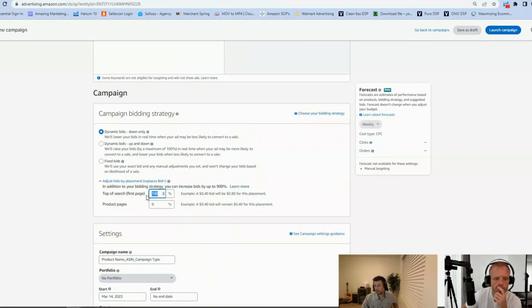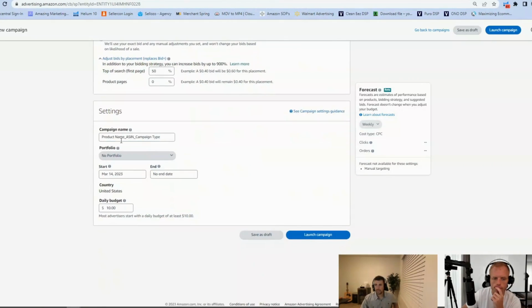So for a broad campaign, I'm going to look at anywhere between a 35 to about a 50% top of search bid, and those are going to be either dynamic down or fixed bids. That's where I would hang out for a newly launched product. I give it a name, I give it my budget, right? Yeah, and it's 10.